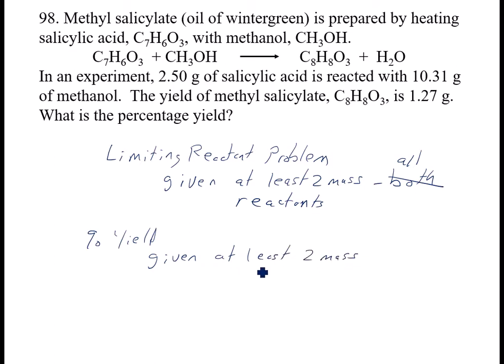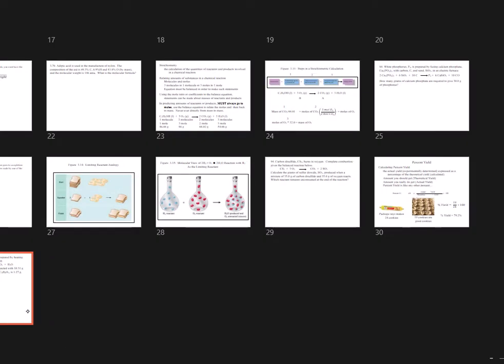But here's where it's different. One is a reactant, and one is a product. So this one has three masses: 1, 2, 3. The salicylic acid, which is identified as this, is a reactant. The 10.31 grams of methanol, which is identified as this, is a reactant. And the C8H8O3 is a product. And it says, what is the percent yield? So it's a limiting reactant problem because I'm given two masses, which both are reactants, and it's a percent yield problem because I'm given one of the products.